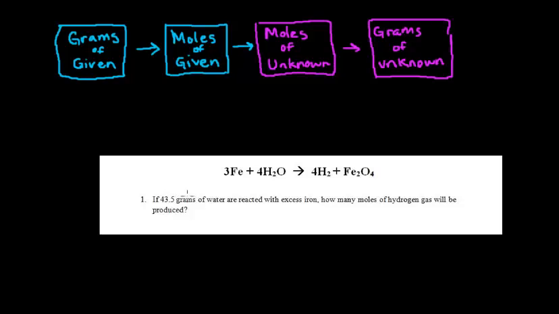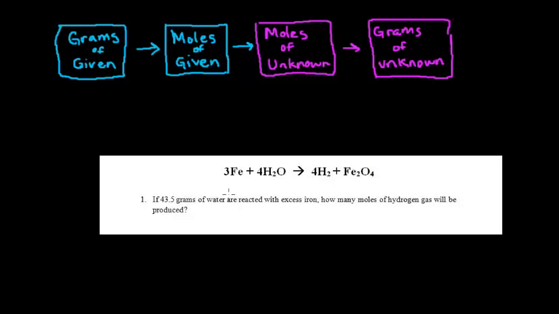If 43.5 grams of water are reacted with excess iron, how many moles of hydrogen gas will be produced? Basically what you're doing here is you're given this reaction, and if you know the quantities, so you know the relative amounts, that's what these numbers, the coefficients, are. You know the relative amounts of reactants and products, then you can use that information to convert between a reactant like water and a product like hydrogen.